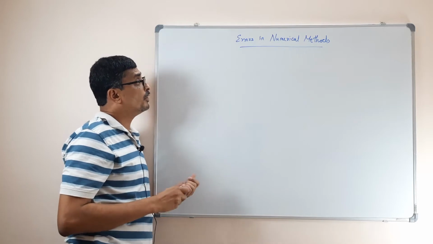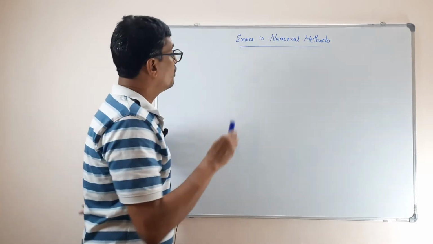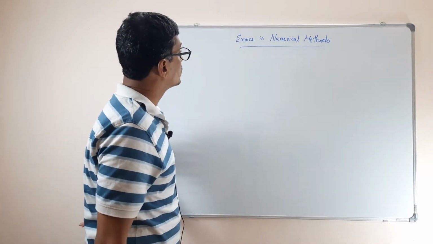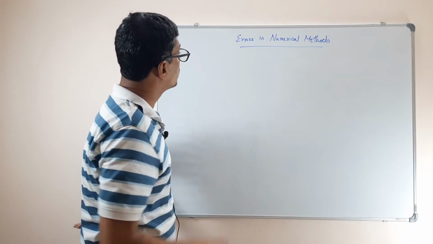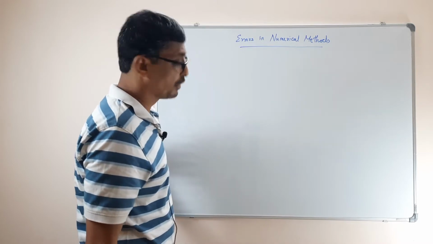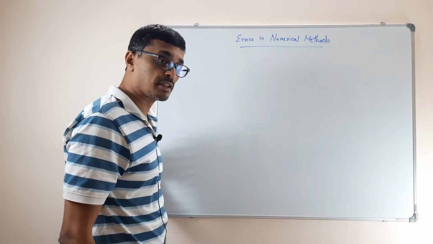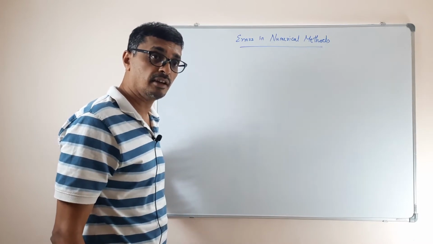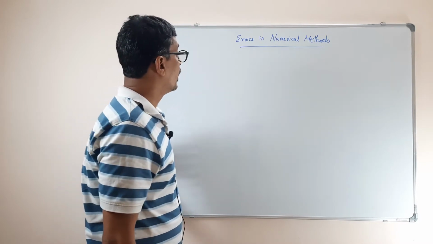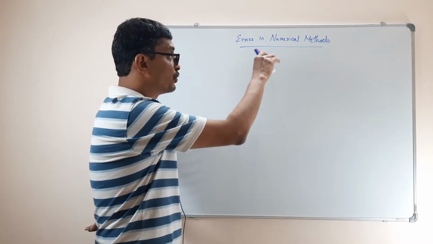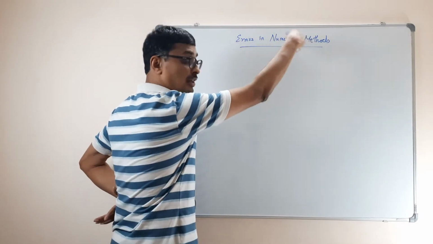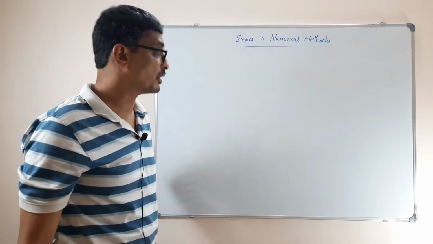So now we will come back, resume our discussion, and look into those two errors I was telling you about. That's the truncation error and the roundoff error, which is what basically matters when we deal with numerical techniques or computers.